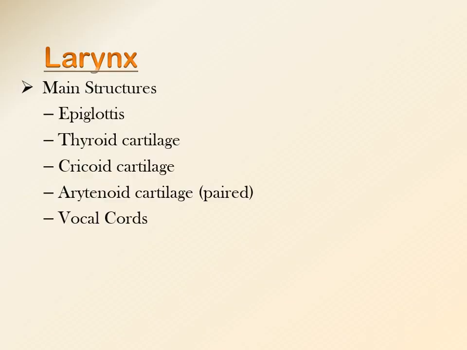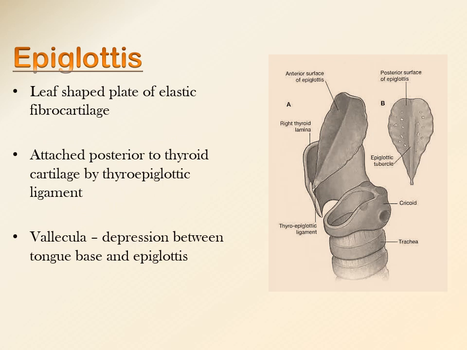Larynx contain 9 cartilages, 3 single and 3 double. Epiglottis و thyroid cartilage و cricoid cartilage are single cartilages. Arytenoid cartilage paired cartilage بالإضافة إلى cuneiform and corniculate cartilages. Vocal cords are folds attached to the lateral wall of arytenoid cartilage.